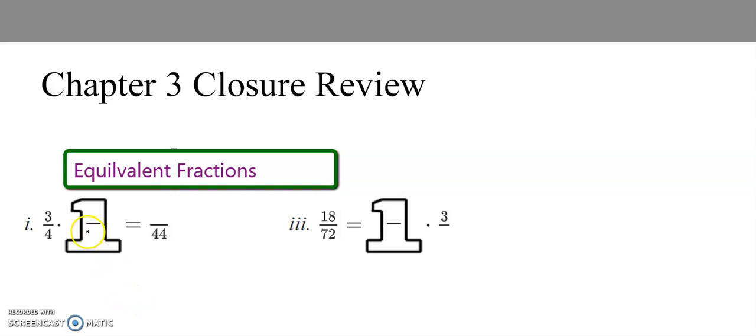4 times 11 is 44. And if the denominator is 11, then the numerator has to be 11 because that makes it a 1. 11 over 11. 3 times 11 is 33.